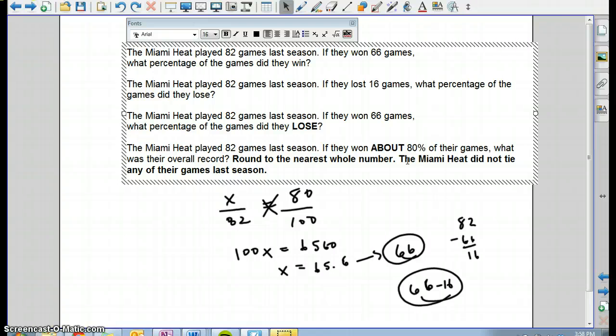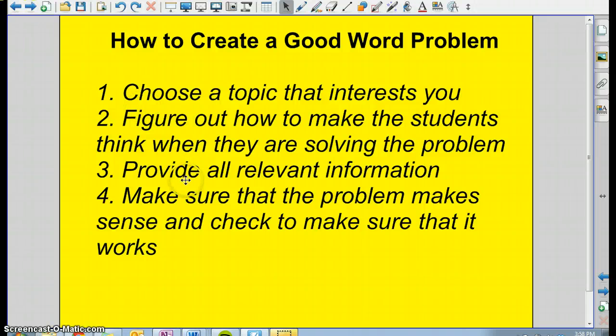Pick something that's interesting to you, make the students think, provide all the relevant information, and make sure the problem makes sense, and make sure that it actually works.